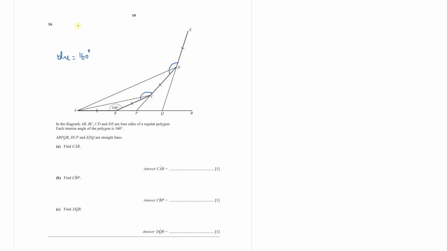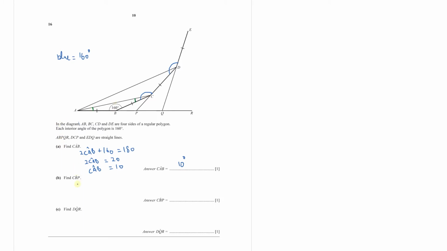Let me mark this in green here. Since these two sides are equal, this becomes an isosceles triangle, right? So this is also equal to this. So 2 times CAB plus 160 should equal 180 degrees, because these are all three angles of a triangle. So you get 2CAB equals 20 degrees, and then CAB is 10.